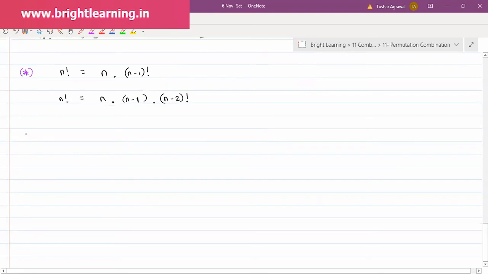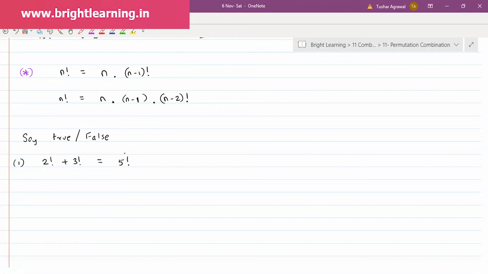Another question that I want to give you is a very basic question, given to clear the common misconceptions that the students have. Say true or false. Question number 1: 2 factorial plus 3 factorial is equal to 5 factorial. Everybody, for true, just write the word T in the chat box. For false, just write the word F in the chat box.